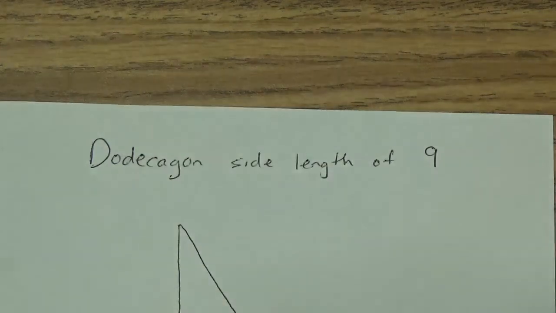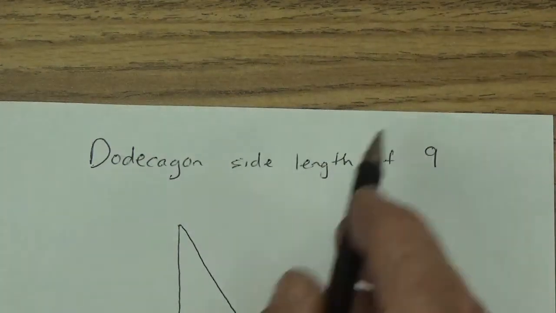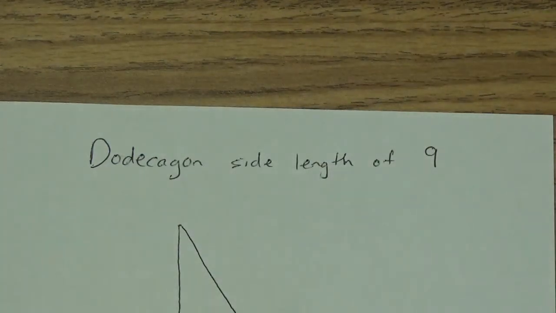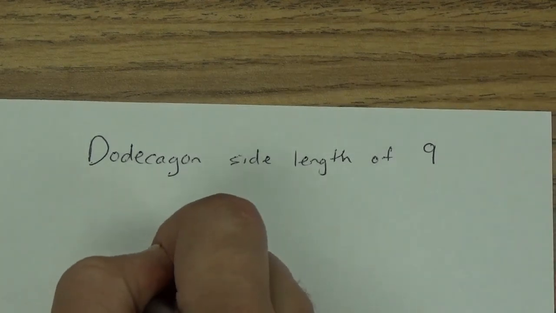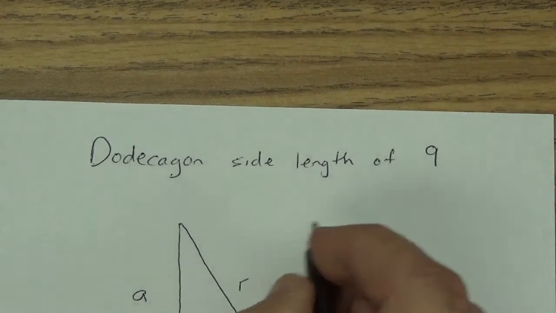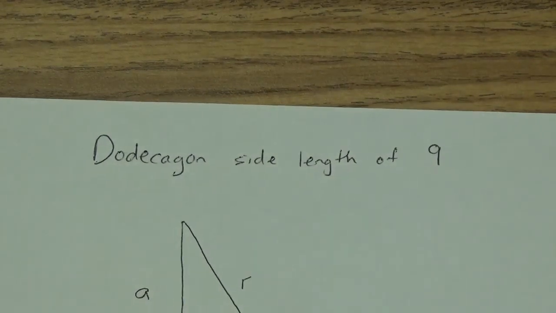Remember, a dodecagon has 12 sides. The side length is 9. That would go from here all the way over to here. So, x equals 9 over 2. Or you could put it as 4.5. Remember, 0.5s are okay. You just don't want rounded off decimals. My apothem, my radius, got to find the top angle now.